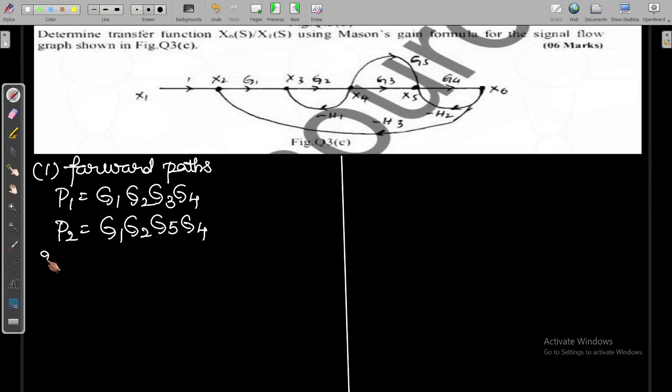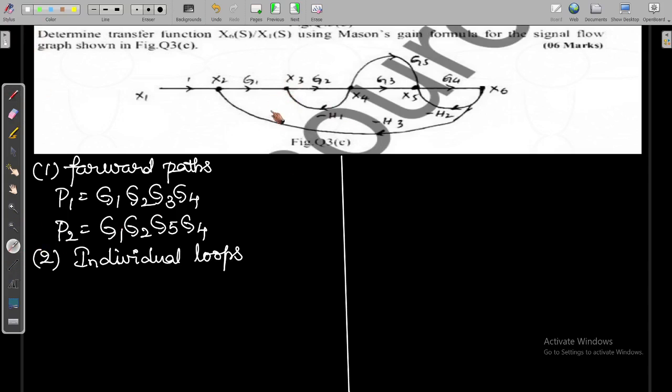So next step is what you have to do? You have to identify the individual loops. So is there any individual loops here? You have to identify. Let us see how many individual loops are there.